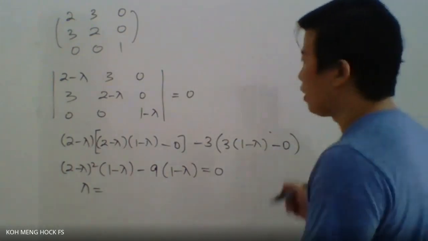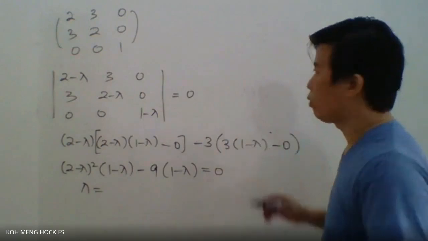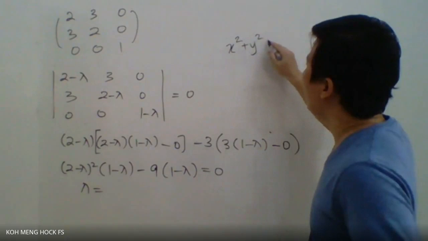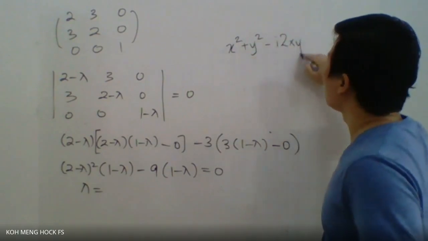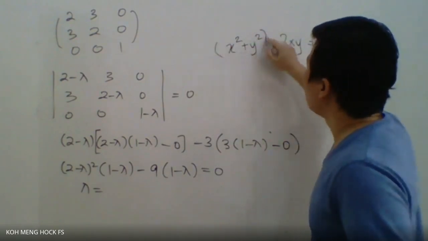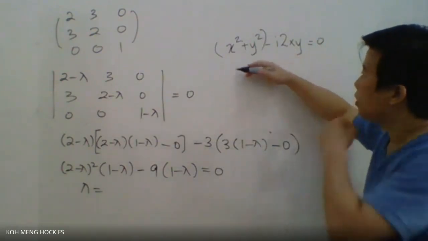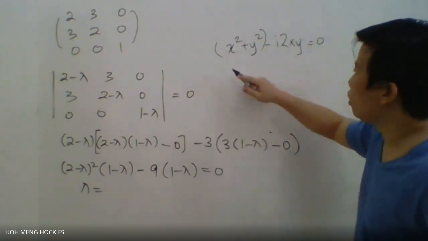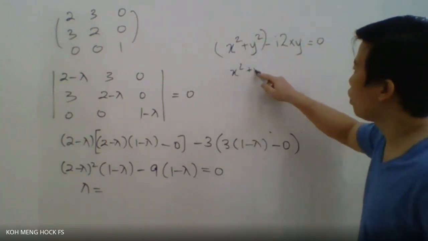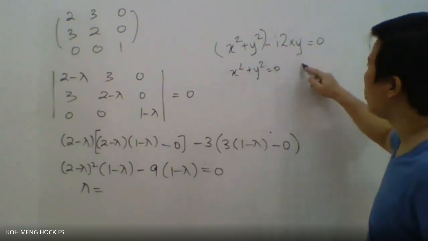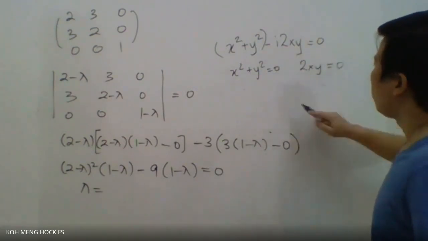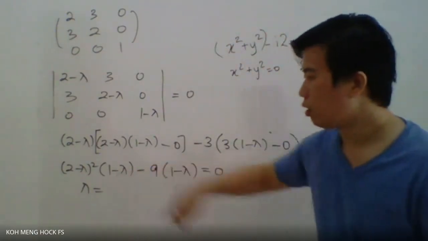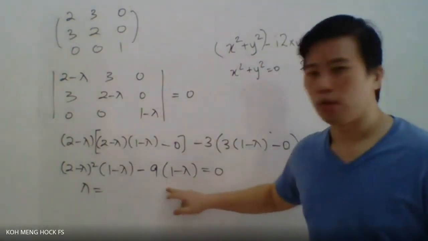This is not the same as a complex equation, like x squared plus y squared minus i 2xy equals 0. In this kind of equation, you have this part and this part both equal to 0. So you can put x squared plus y squared equals 0, and separately 2xy equals 0, because this is the imaginary part and this is the real part. But in this case, you have to expand that, and you have to be very careful with the numbers.